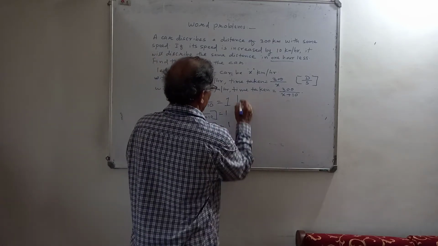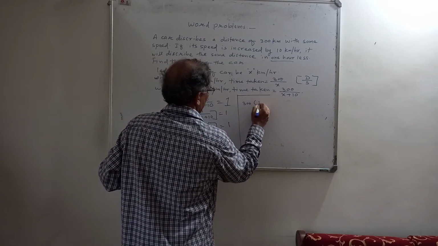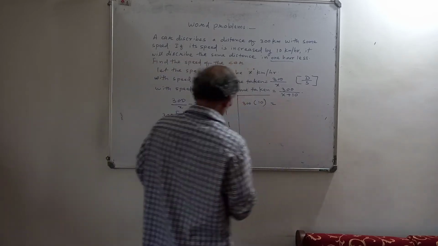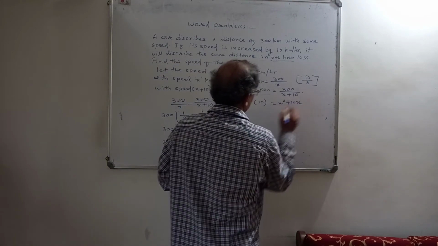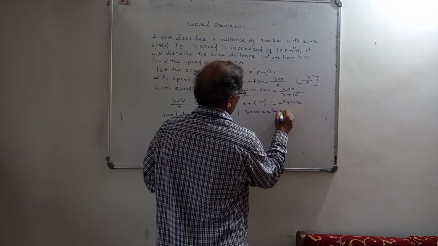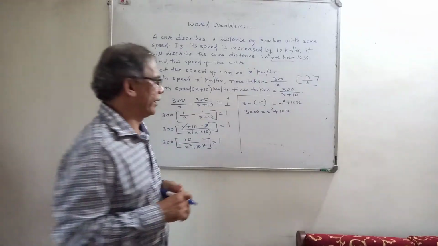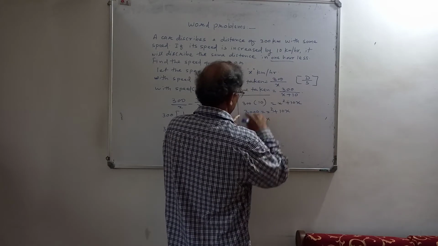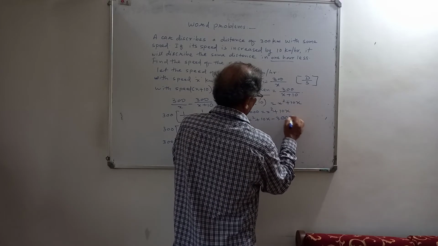So what will you get now? See here, 300 into 10 will remain here and this will go here, is equal to 1 into x square plus 10x, or 3000 is equal to x square plus 10x. Now, with the x square term, we can obtain the quadratic equation. So write this first: x square plus 10x, and this will be minus 3000 is equal to 0.